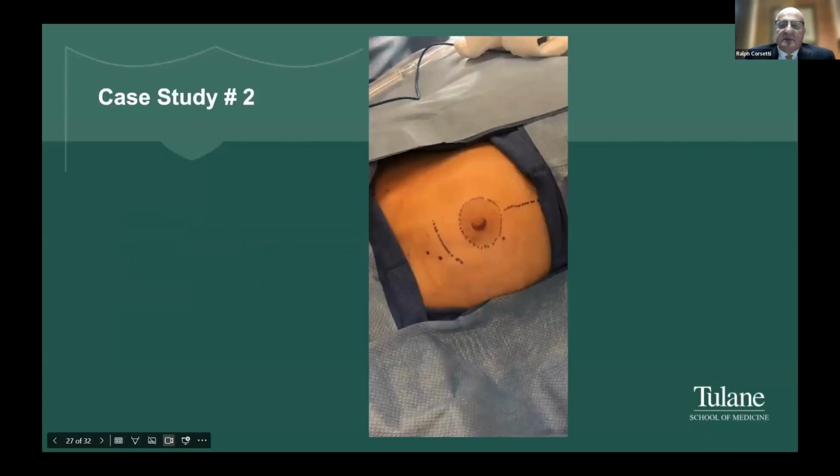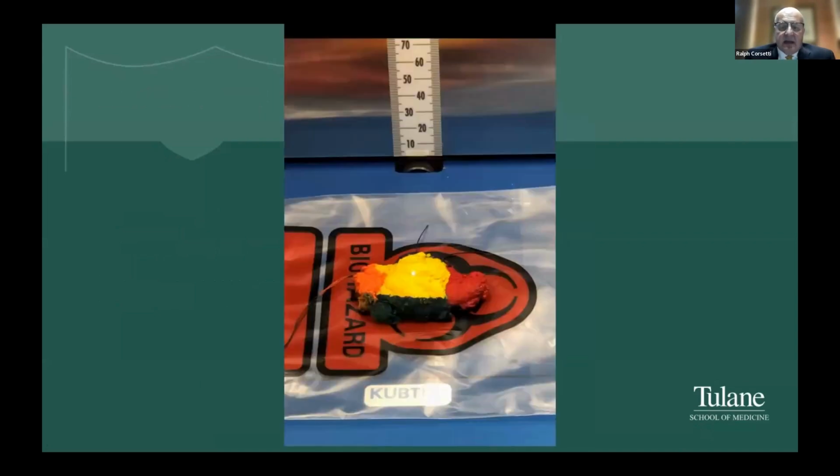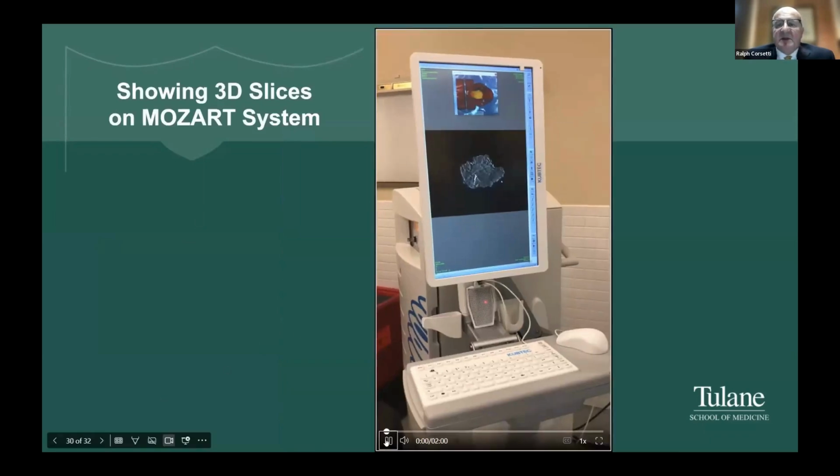And here was, we did oncoplastic through her old scar. That was her original lumpectomy scar from 20 years earlier. So we went through the same scar. And here is the optical specimen. And here's the video. And you'll hear me talking here.